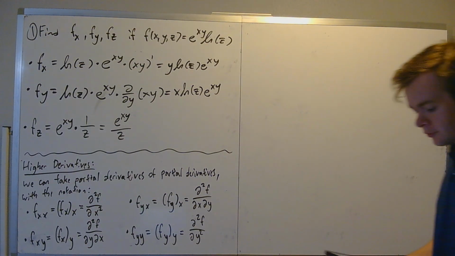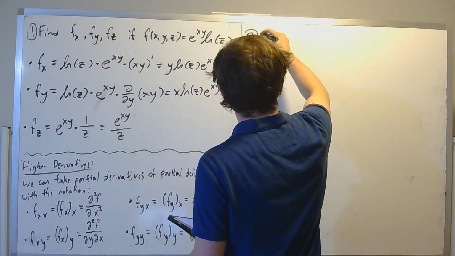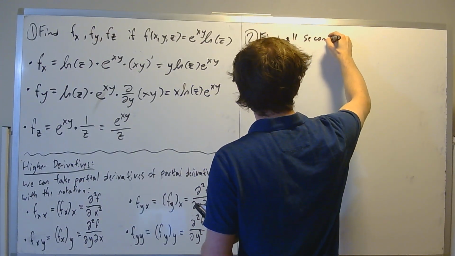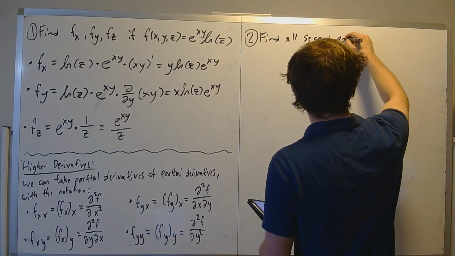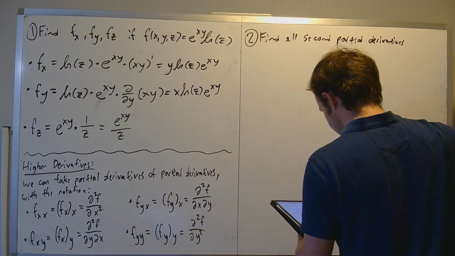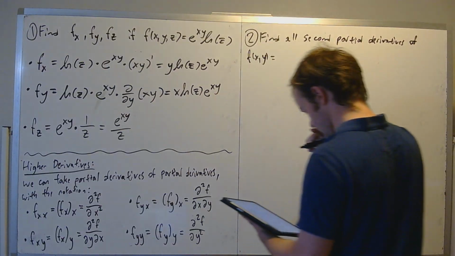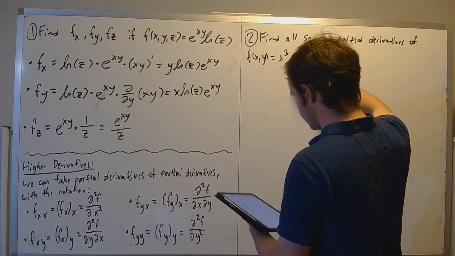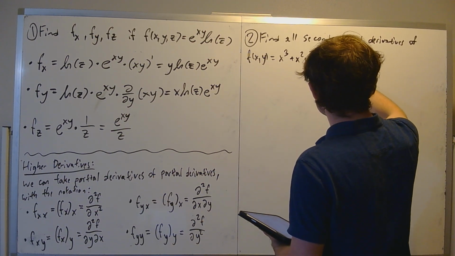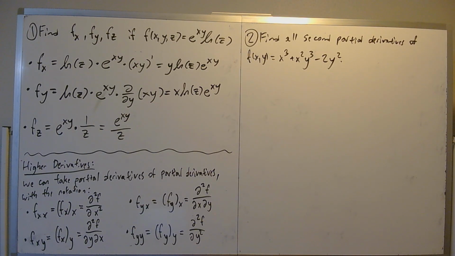But let's actually do an example of how to take second partial derivatives. So let's say we have example number 2, and it says find all second partial derivatives of f of x, y equals x cubed plus x squared y cubed minus 2y squared. Okay. So it says find all second partial derivatives.